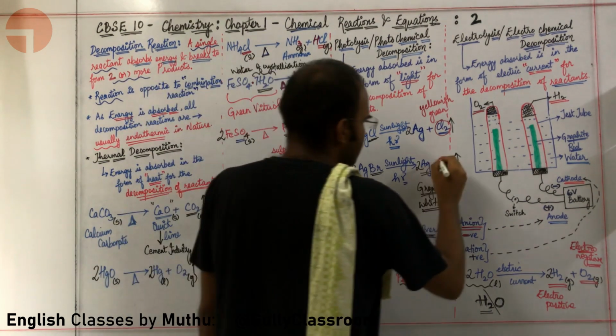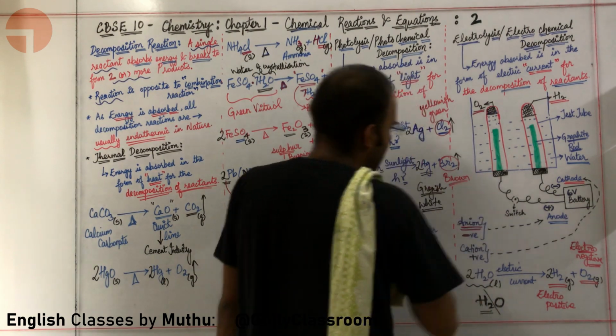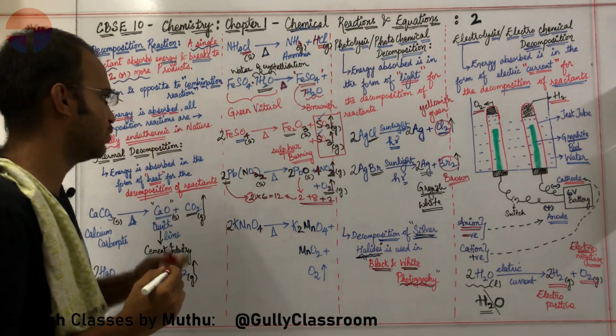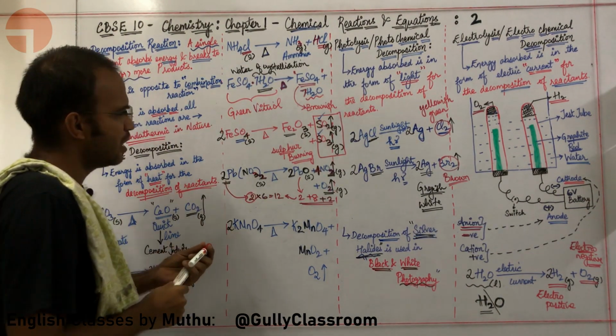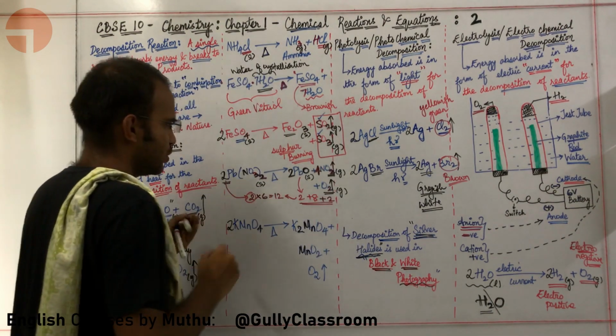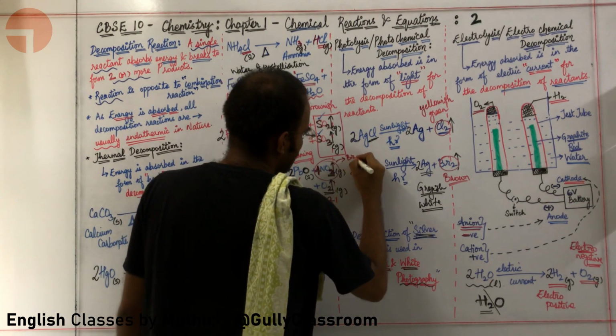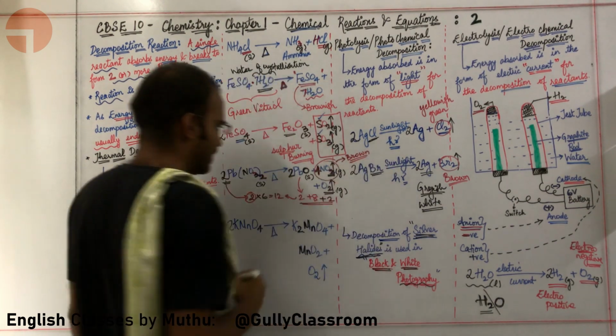Okay, sir. What about bromine? What is the color of bromine? It is usually brown in color. Okay, sir. What about NO2? NO2 is also a brown colored gas. Here I have written NO2. NO2 is also a brown colored gas.